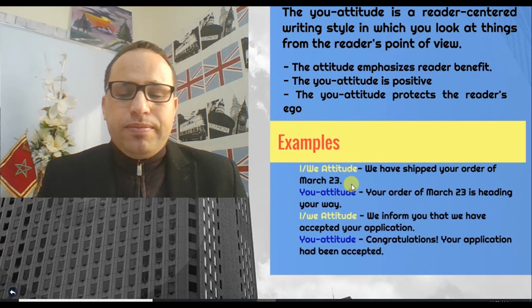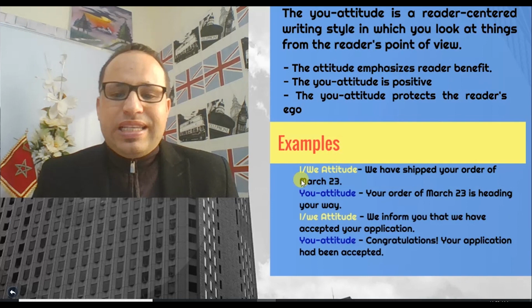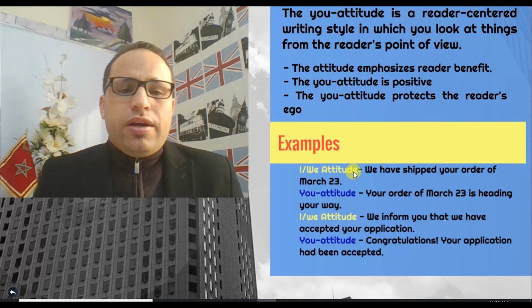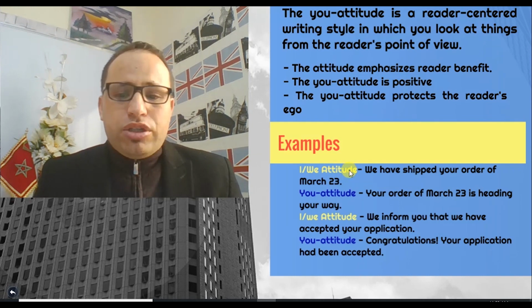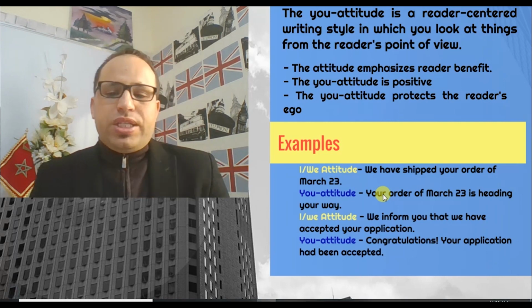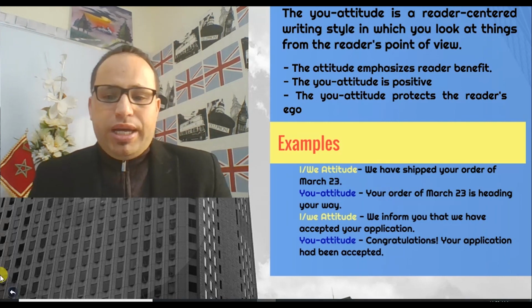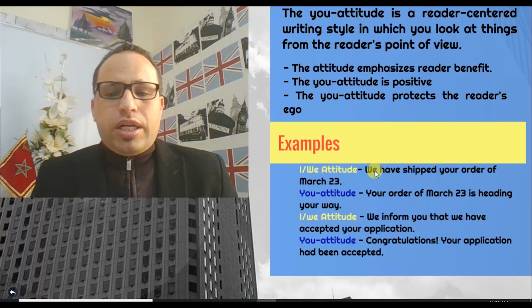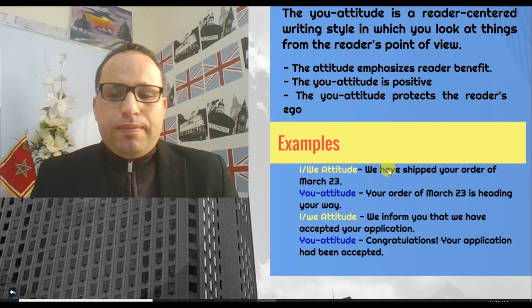Now examples, here we have examples of the I or we attitude, which is not recommended, okay, you should avoid it, and the you attitude, which is of course required and recommended. Now look at this sentence here, I we attitude. We have shipped your order of March the 23rd. Now, this is not a good sentence in a business letter, right? We have shipped your order of March the 23rd.